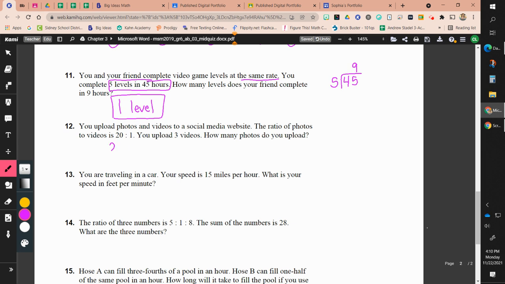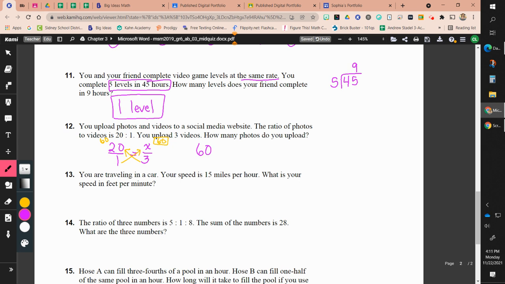Okay, so if your ratio is 20 to 1, and you find out, oh, I have uploaded 3 videos, okay, 3 times what? So I do know that when I look diagonally on any ratio, if I multiply diagonally, those answers have to equal. So going this way, 1 times what number equals 60? Well, 1 times 60 equals 60, so we know 60 is our answer.